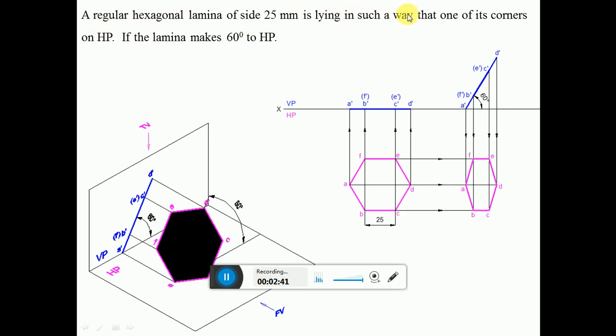It is lying in such a way that one of its corners is on HP. So I am considering A dash as that position, one of the corners on HP. You can see the other opposite corner is above HP, and the surface is inclined at 60 degrees. Once the surface is inclined, obviously it is inclined to HP, but still that surface is perpendicular to VP. That is the reason why you are getting a line in the front view.